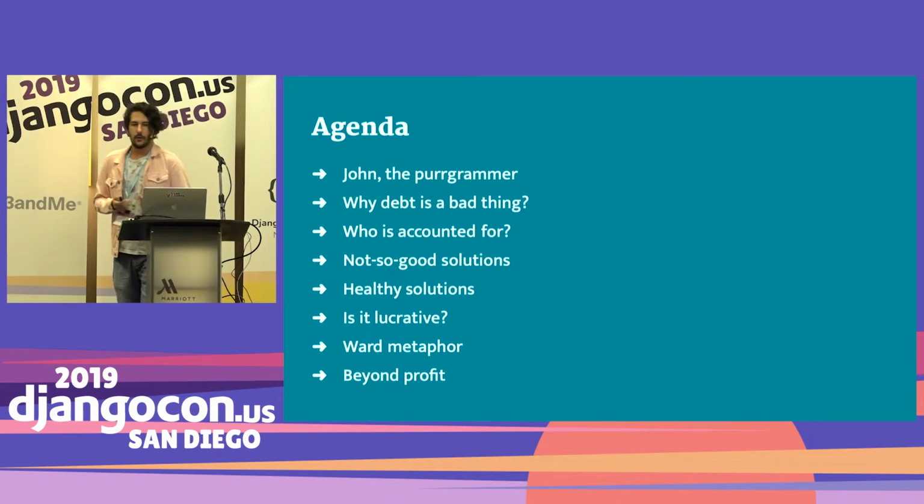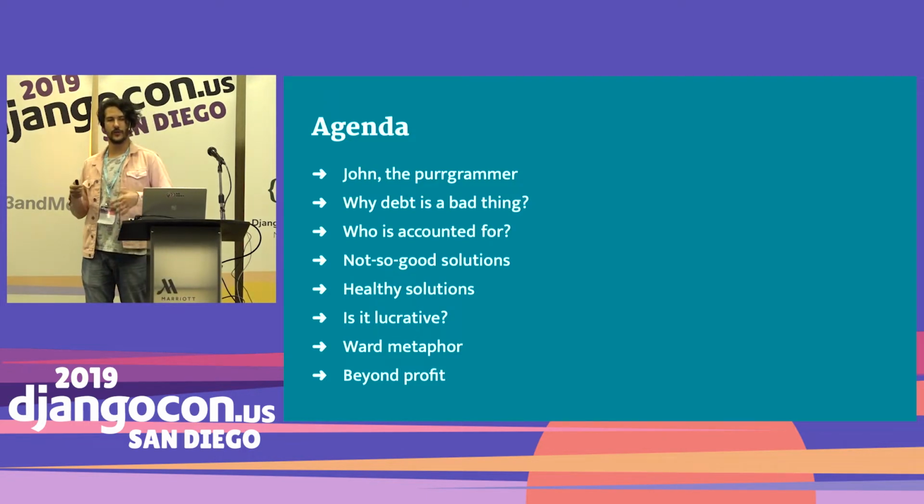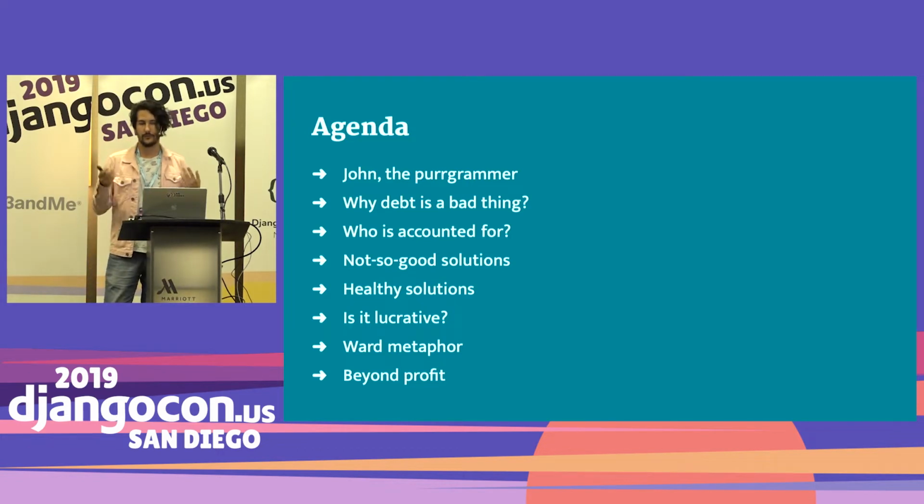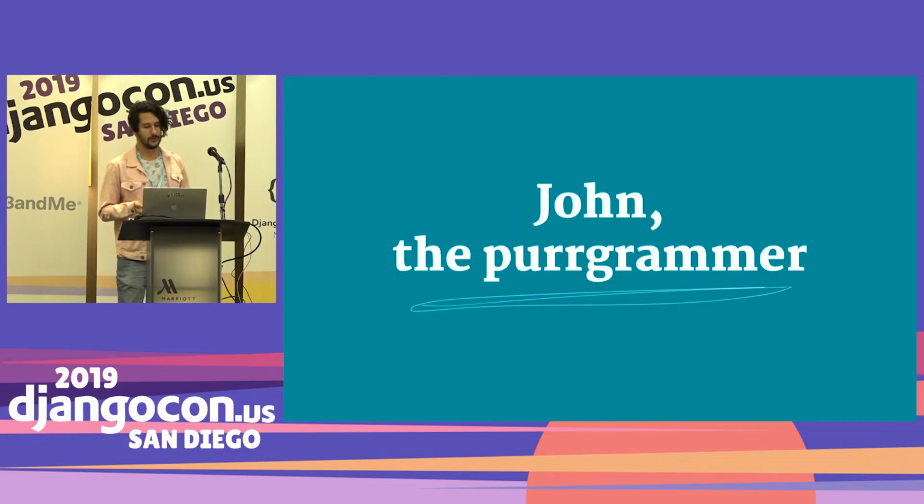The agenda of this talk will start with a short story about John, showing the reality of an everyday programmer. Then we will find out why technical debt is always seen as a bad thing, and who should be responsible for it. After that, we will go through some solutions that are not so good, and check others that can be healthier for dealing with technical debt. We'll discuss if it's lucrative for companies to deal with technical debt, and what Ward, the guy who coined the concept of technical debt, said. Based on everything like that, we'll discuss what programmers can get beyond profit from dealing with technical debt.